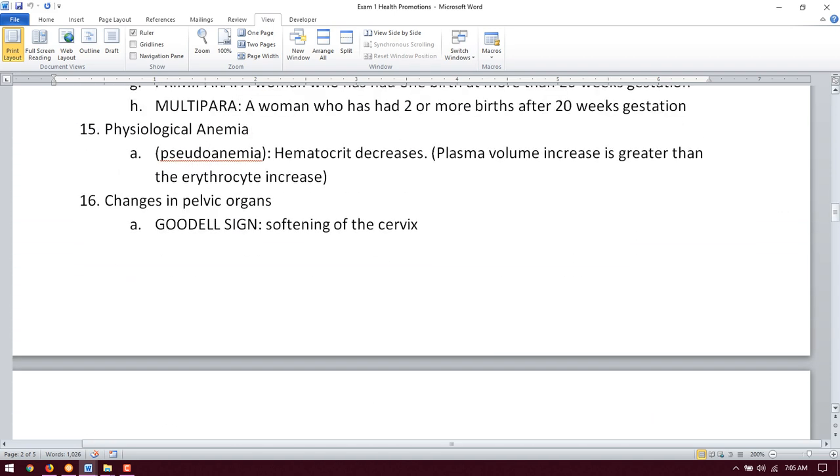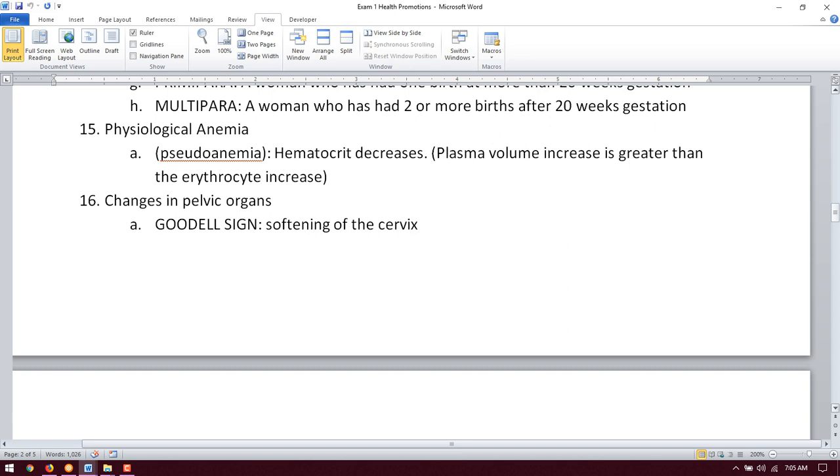Physiological anemia, also called pseudoanemia. When you look at the blood work, it looks like the hematocrit is actually decreasing, but it's basically staying the same, and the amount of blood and plasma is increasing. Because remember, mom will have a 40 to 50% increase in blood volume.